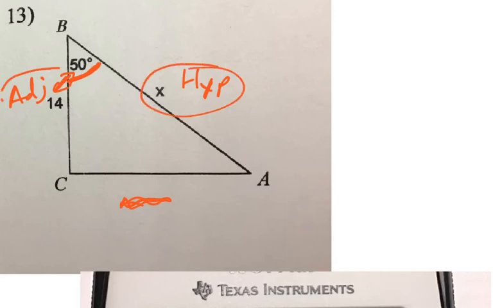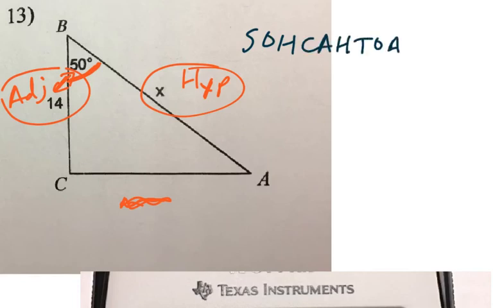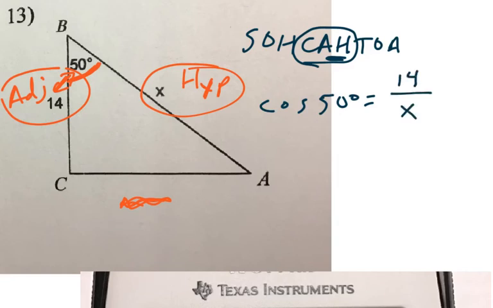So what uses adjacent hypotenuse? Well, according to SOHCAHTOA, right there is adjacent hypotenuse, right? So cosine of 50 degrees equals the adjacent over the hypotenuse. Notice how it's upside down over here, guys. Okay, so here's what we're going to do.